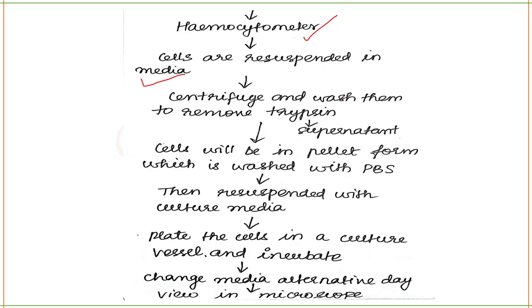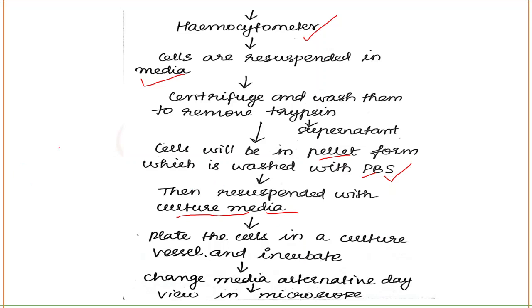Now you're going to wash those cells with PBS so that if there are any traces of trypsin present, you can remove them. Next step is you're going to add the culture media and resuspend the cells. Now you have a centrifuge tube which contains the pellet, PBS, the buffer and the culture media. Now you're going to plate the cells in a culture vessel and incubate the cells.